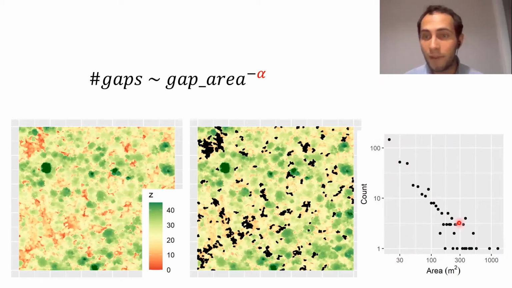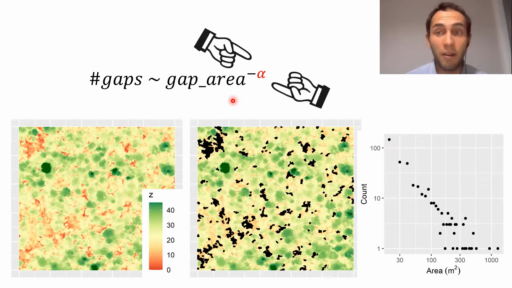And so a fit line here represents a power law. And that's the equation we have up here in the middle. The number of gaps is essentially proportional to the area of those gaps to the negative alpha. And this parameter alpha is going to be very important today. So please remember, this parameter alpha is the exponent of this power law. And I'll come back to that.